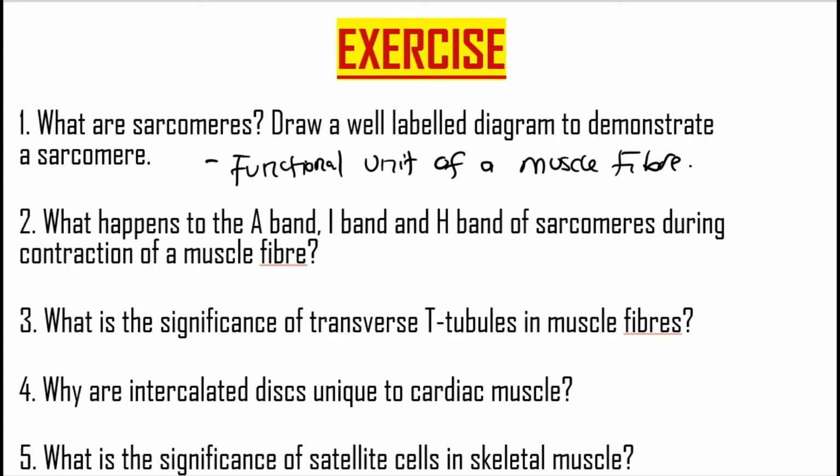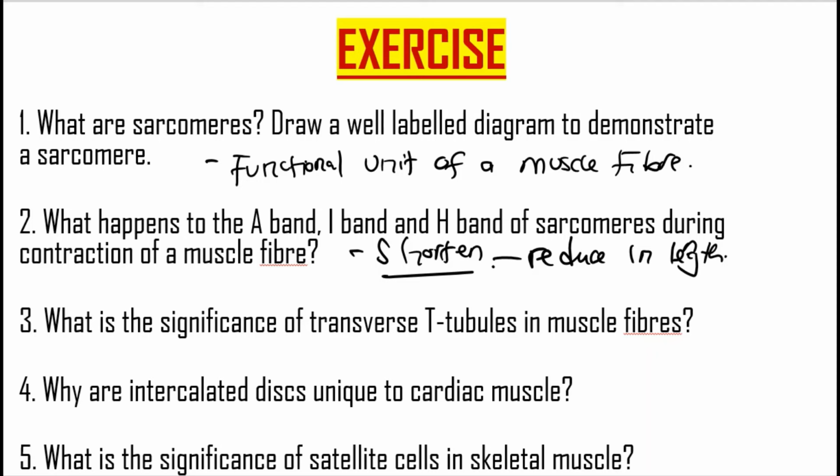What happens to the A band, I band, and the H band of sarcomeres during contraction? The answer here is that they shorten during contraction. They become short. They reduce in length. Okay, there's supposed to be an N here. They're supposed to reduce in length.